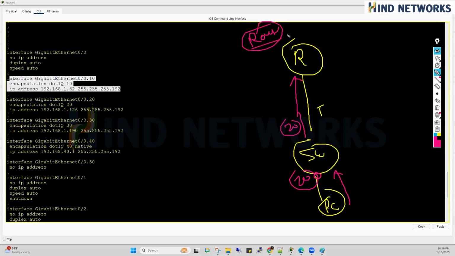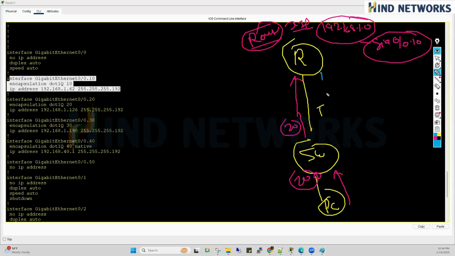After performing routing, the router finds, oh, the destination IP address is 192.168.1.0, and this is connected on gig 0/0.10. It means I need to forward this packet by gig 0/0.10. Done. It means this router sends the packet back towards the switch. Which interface? Gig 0/0.10. But tell me, if this router does not tag the packet, when it reaches the switch, will the switch understand where I need to forward the packet without a tag?